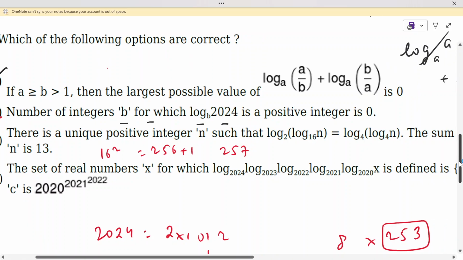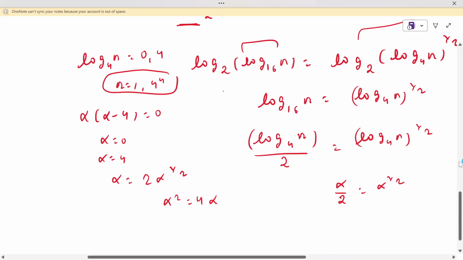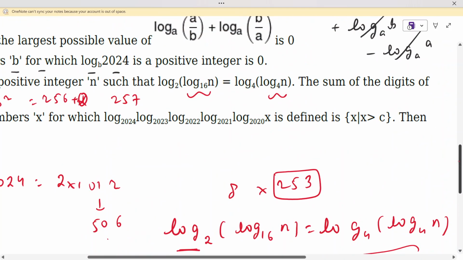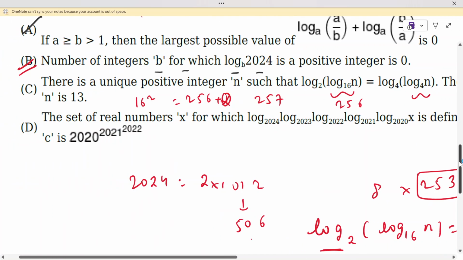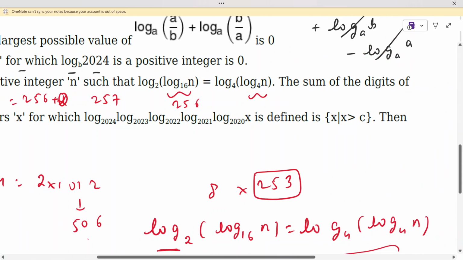There is a unique positive integer n such that... okay, there's also a problem there. n can't be 1, right? When n is 1, this is not defined, since we have log 4n there. We have taken log 4n as alpha, so when n is 1, things will not be defined. So this I can't take. So it is only 256. So 5, 6, 5, 11, add 11 to that, 13. Option C is also correct because n equal to 1 is not defined, right? Clear? Okay.